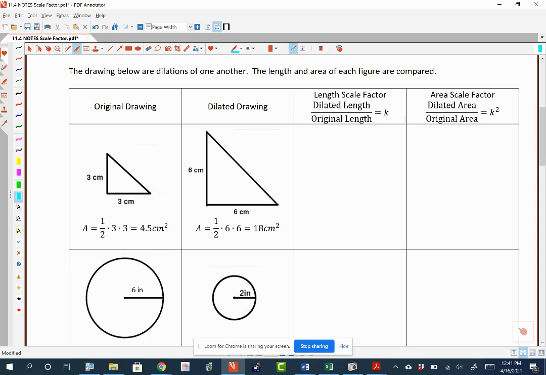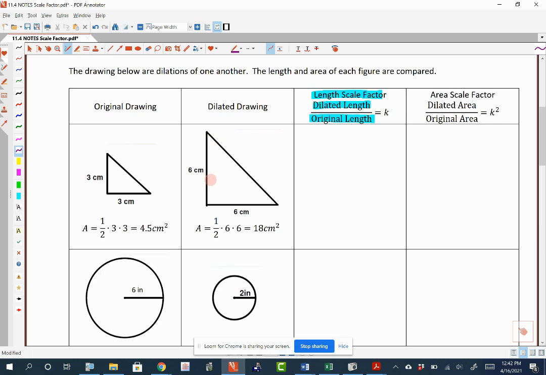So let's start with length scale factor. So if we want to find length scale factor, we have to take the dilated length and compare it to the original length. And we're going to call this ratio K. So my dilated shape is clearly bigger, so my lengths are going to be bigger than my original length. Now we do want to use corresponding parts of this. So in this case, both sides of my triangle are 6 and both sides are 3, so that would make it a little bit easier.